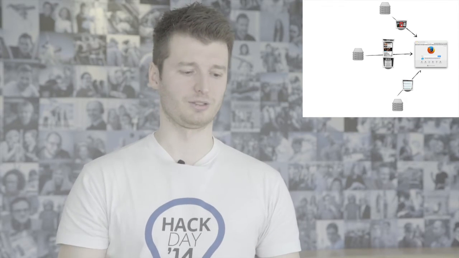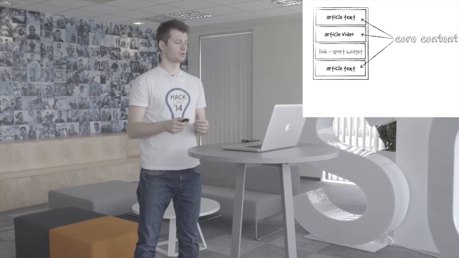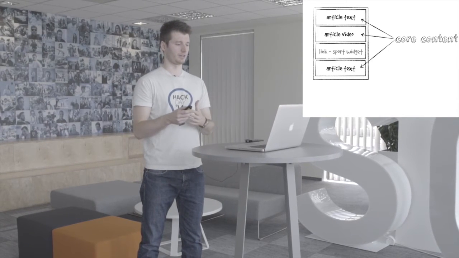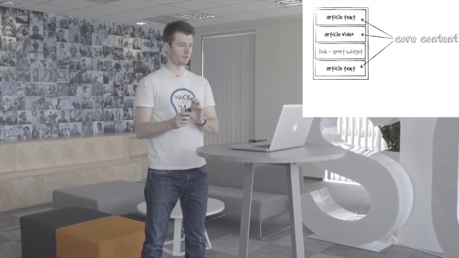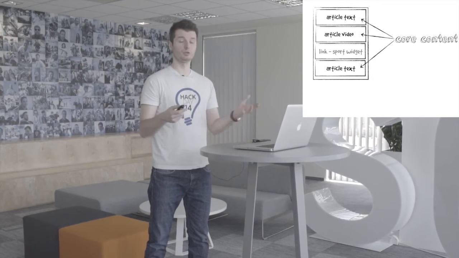What does it look like in practice? So we return our core content, the article text, the article video, stuff like that. And all the additional widgets are just links. So we return links from the backend. And those are regular anchor tags.